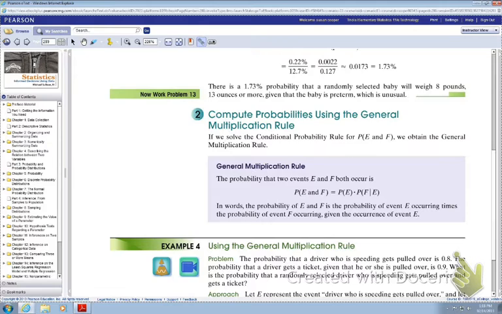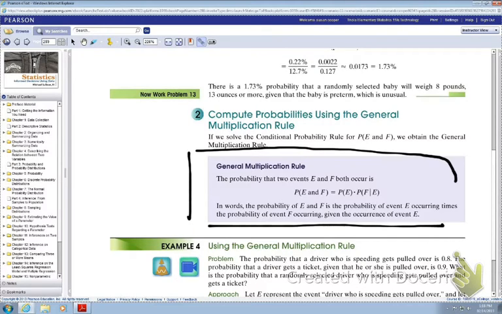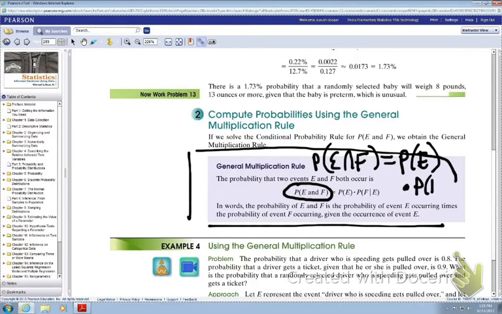Okay, now we also want to take inventory of another rule, the general multiplication rule. And this says the probability of E and F, I like to think of that as the probability of E intersect F, written symbolically, is equal to the probability of E times the probability of F, given that E has already occurred. So we'll also see how to utilize this rule in a moment as well.